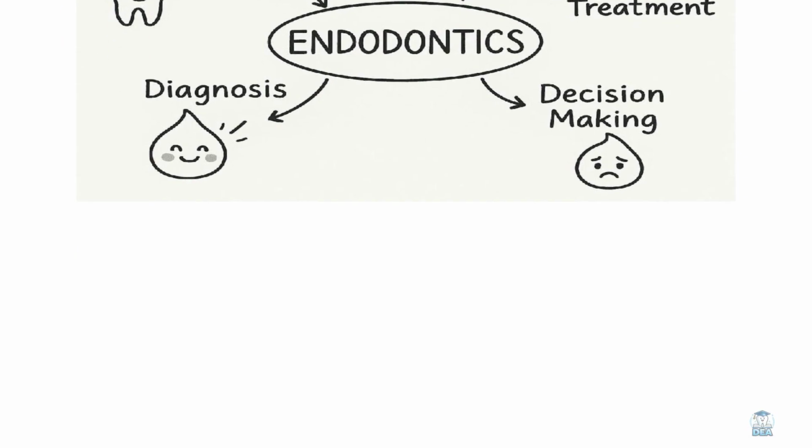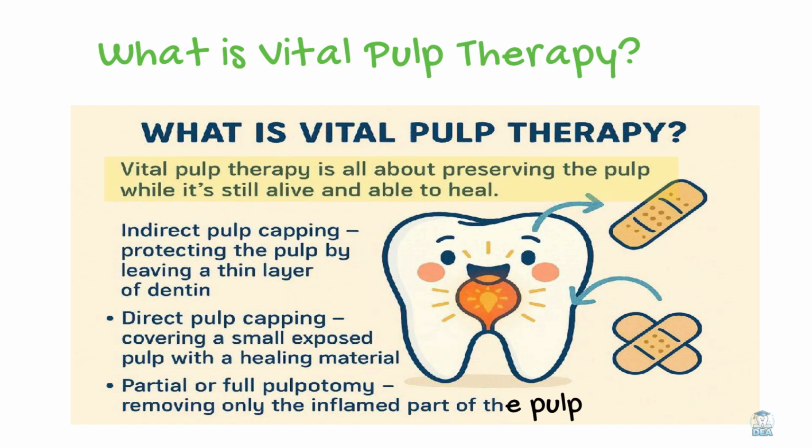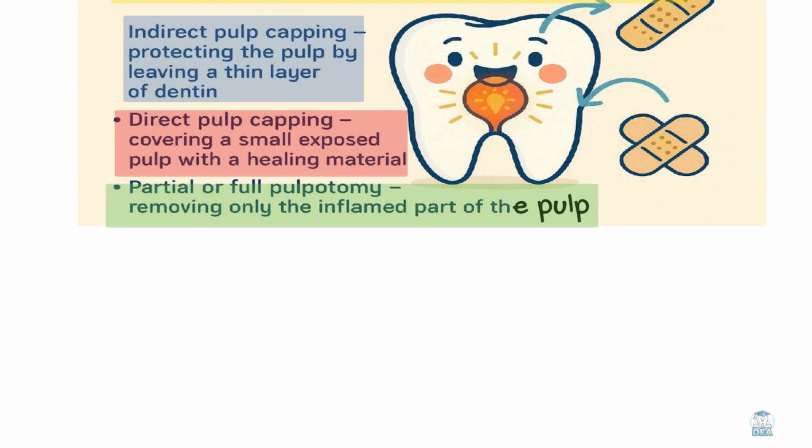to test your brain. Vital pulp therapy is all about preserving the pulp when it's still alive and capable of healing. This can include indirect pulp capping, leaving some dentin to avoid pulp exposure; direct pulp capping, covering a small exposed pulp with protective material; partial or full pulpotomy, removing only the diseased part of the pulp. Remember, the goal is to keep your patient's tooth alive and happy.